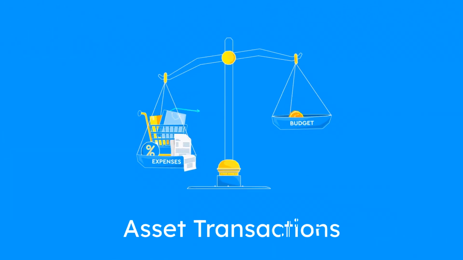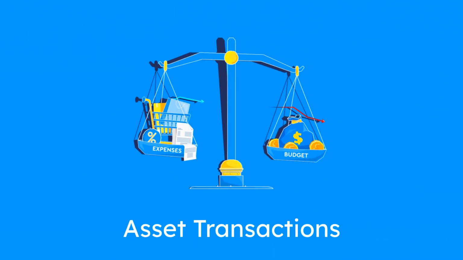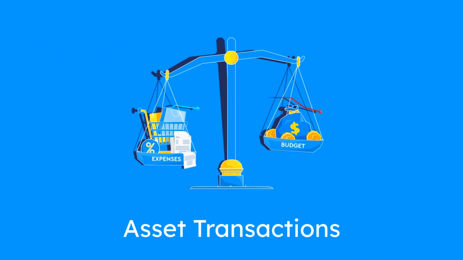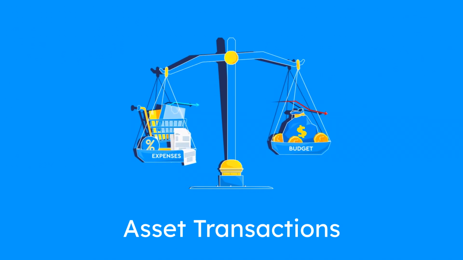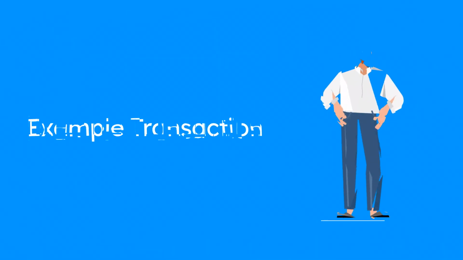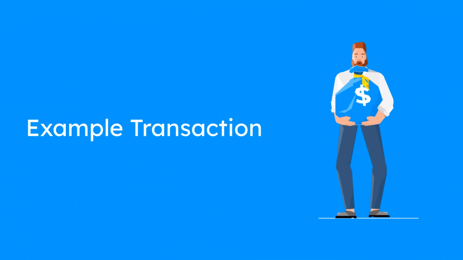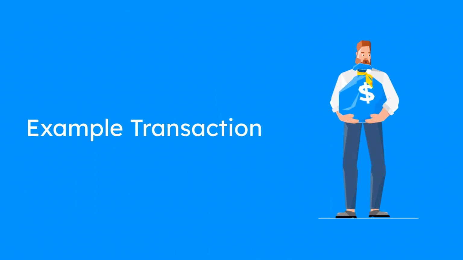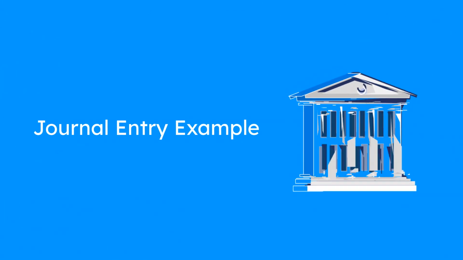Explanation: When a company purchases a vehicle for business use, we debit the vehicle account, an asset, to show an increase in assets. For example, if the company buys a truck for $20,000, the journal entry would be debit vehicle $20,000, credit cash bank $20,000.